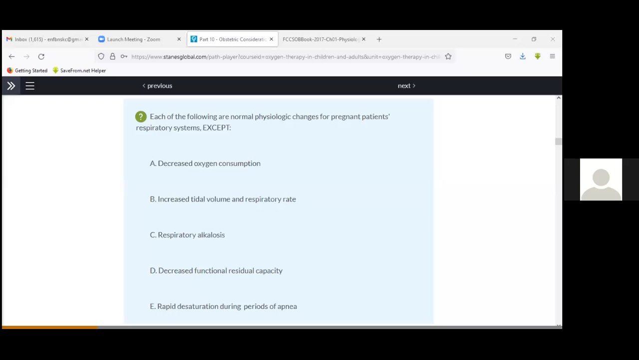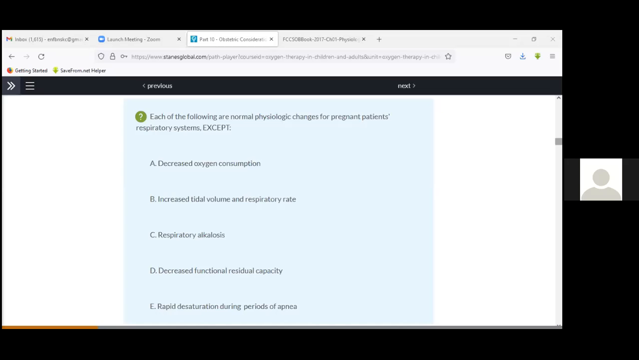The question says each of the following are normal physiological changes for pregnant patients' respiratory system, except decreased oxygen consumption. There's actually an increased oxygen consumption because of the high demand by the mother and the fetus demand for oxygen. These 2 factors increase the oxygen demand. B, increased tidal volume and respiratory rate. Yes, there's an increase in tidal volume and there's an increase in respiratory rate in pregnant patients, and that is why they appear dyspneic.